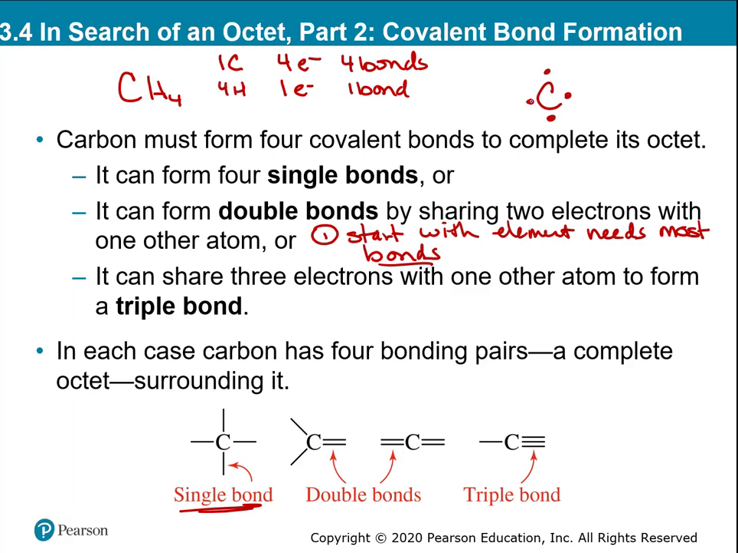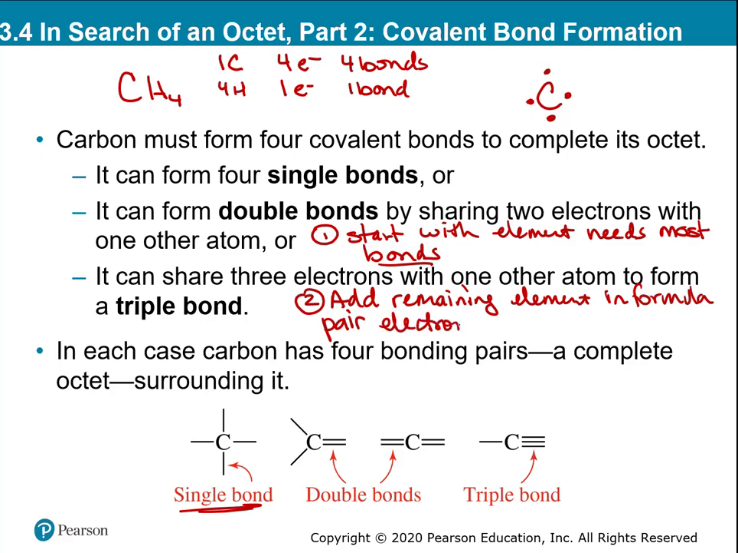Then I'm going to add, one at a time, the elements that need the most bonds next, creating a covalent bond between them. So I'm going to have one dot from one of the atoms and one dot from the other atom pairing up. So I add the remaining elements from the formula. And I'm always going to pair the electrons.